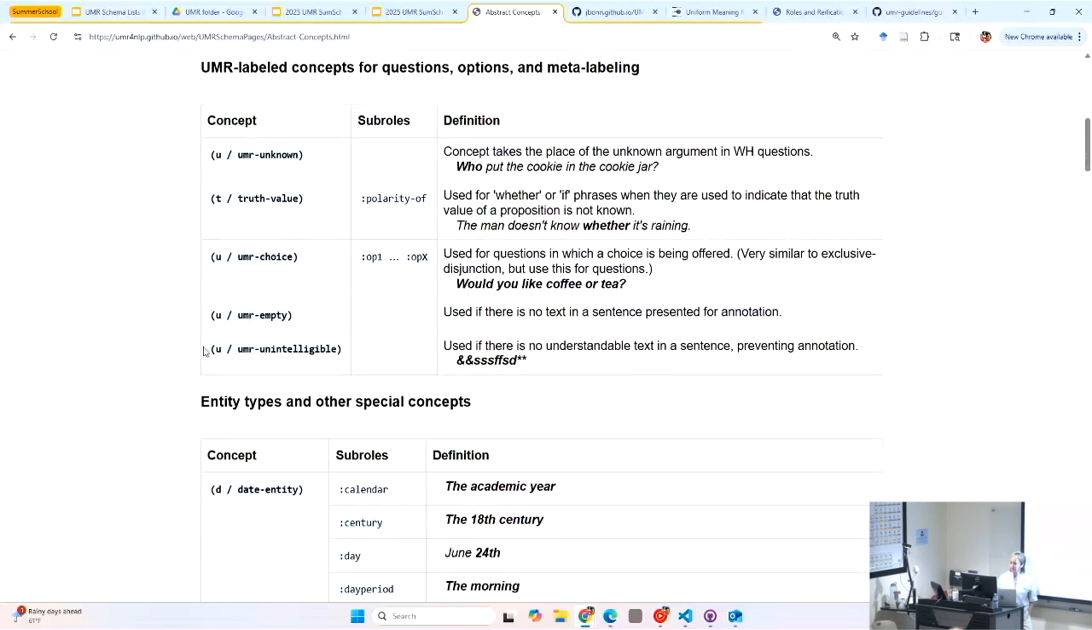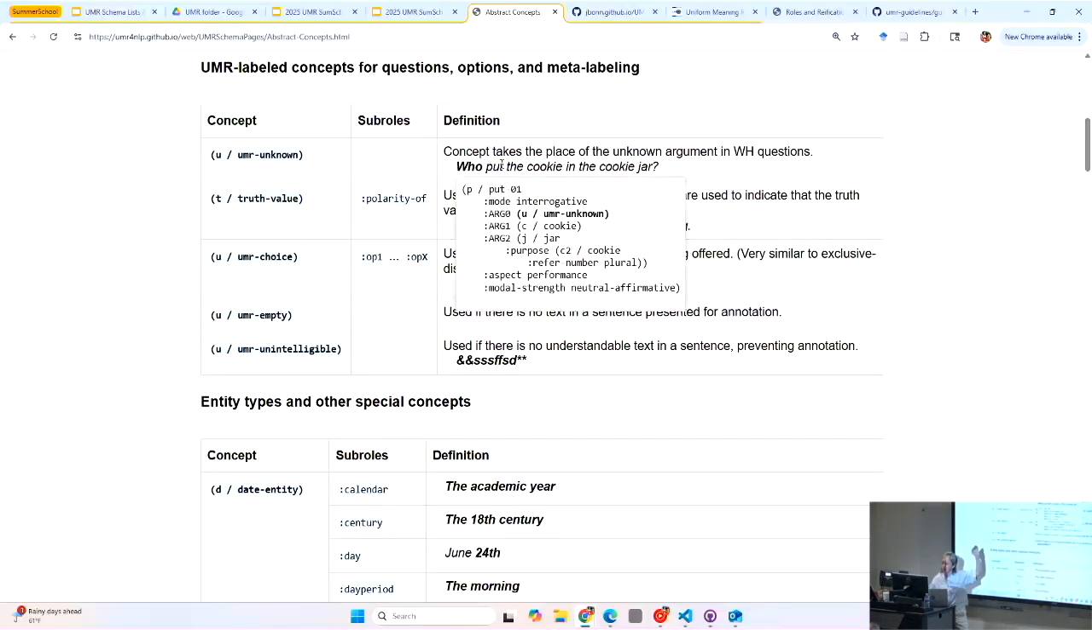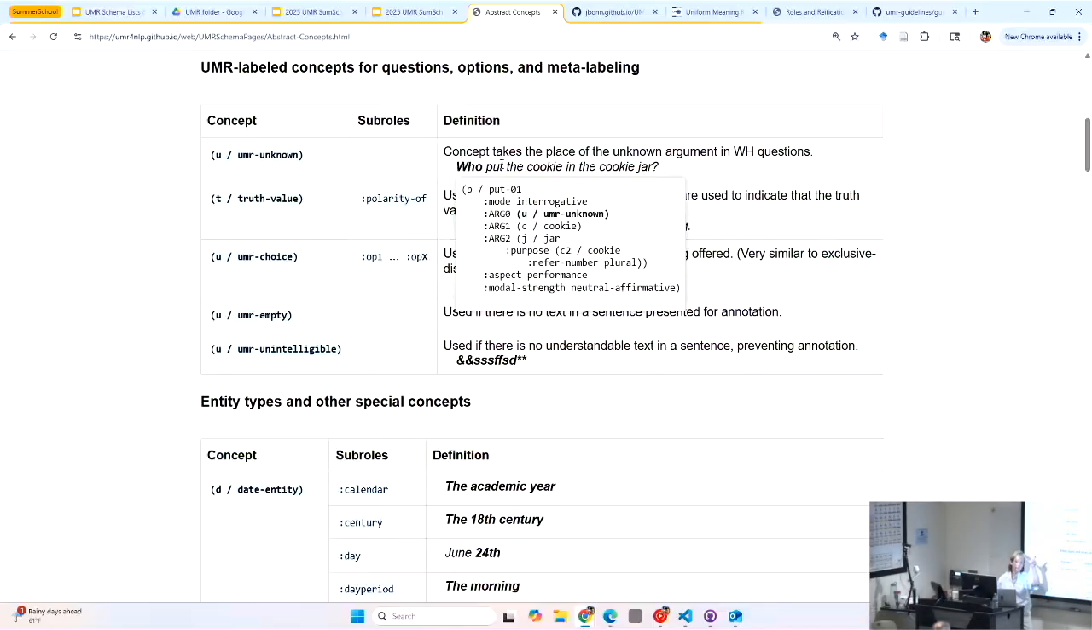Here in one place is how we handle questions, options, and meta-labeling. So UMR unknown, we talked about it with polarity already. We talked about it with yes or no questions, but here's an example of how you do it with a content question. Who put the cookie in the cookie jar? The person, the ARG0 of the put, you just add the UMR unknown into that slot in their place.